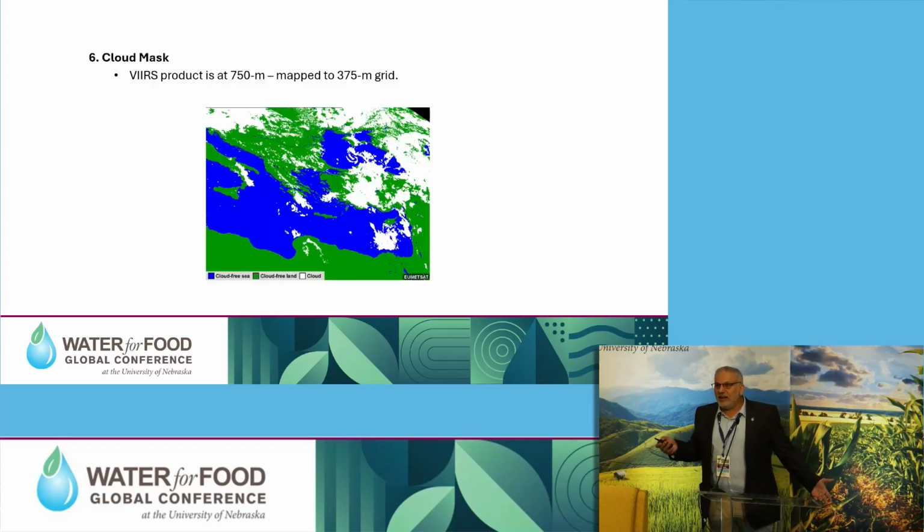Okay, as you know, satellites and clouds don't go together. They're kind of enemies, but we need the clouds because of the rain. VIIRS has a cloud mask at 750 meters. We downscale that to 375 to match our data set. Besides that, we also have an algorithm inside our model to complement this cloud mask. It is tested and it's good. So later on, we can do gap filling when we are ready to produce those ET maps.